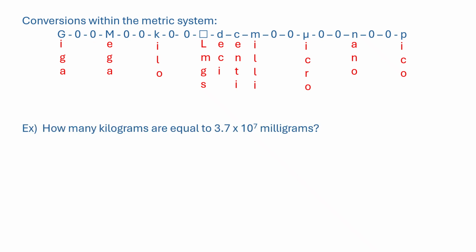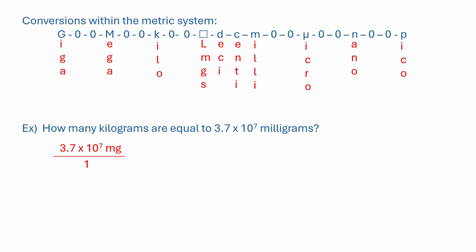Okay, so now how do we use this to do a conversion? Let's say we're given a problem. How many kilograms are equal to 3.7 times 10 to the 7th milligrams? That's a lot of milligrams, right? But milligrams are very small, kilograms are very large. So this should make our number quite a bit smaller as we go from milligrams to kilograms.